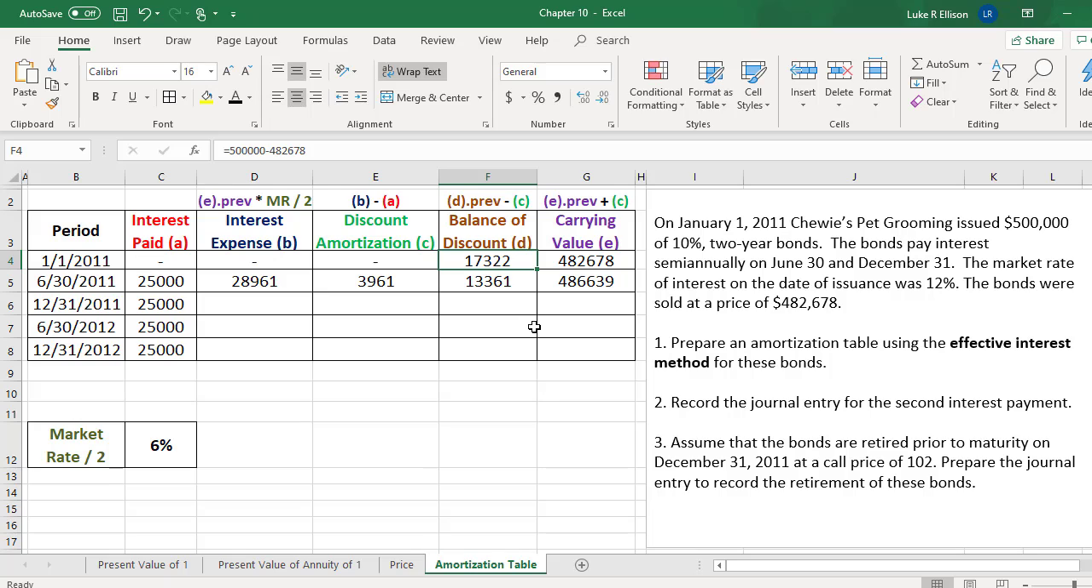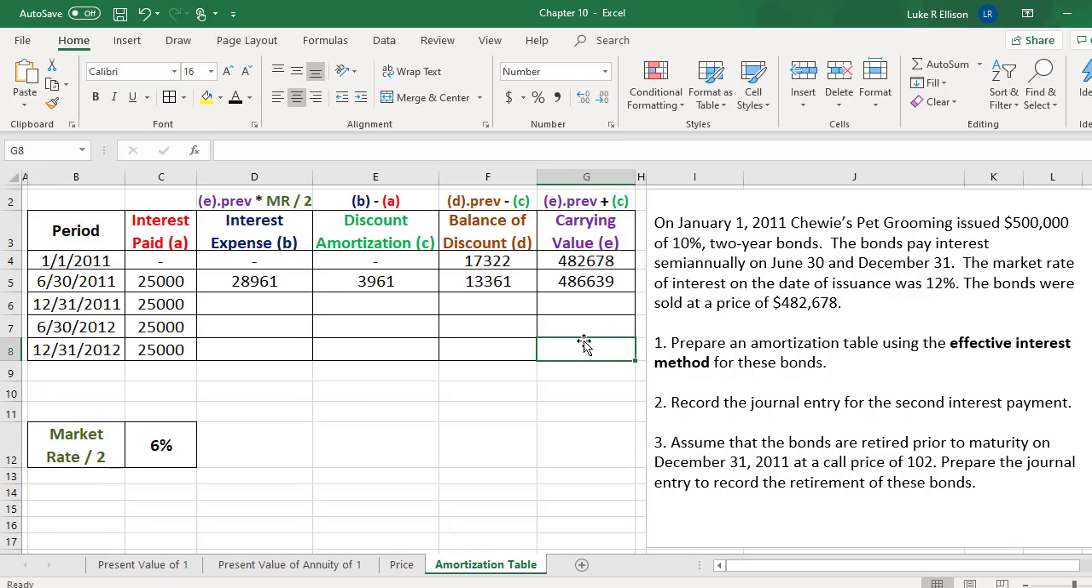And finally, the carrying value is really nothing more than just the par value minus whatever the discount is. It can also be thought of as a book value for the bond as of some particular date. And one thing you might want to note here is that the balance of the discount should be decreasing and decreasing until it eventually gets down to 0 at the end of the bond's life. Whereas the carrying value, if you have a discount, is going to be increasing and increasing and increasing until you get to the par value, which is $500,000.